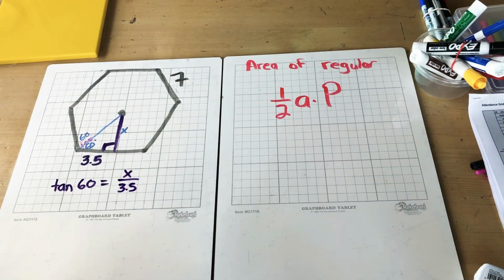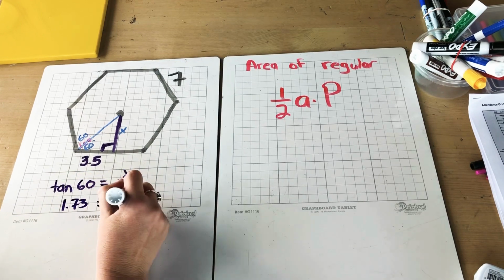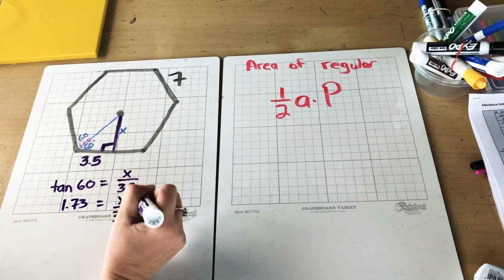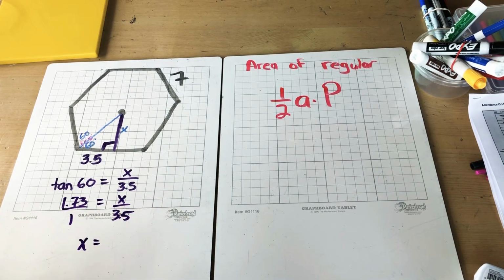So we're going to do the math. Do the tangent of 60 is 1.73. That equals x over 3.5. Now you could just cross multiply. So I'm going to do times 3.5. About 6.06.